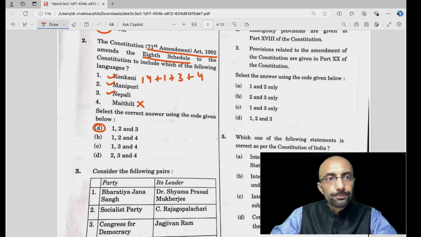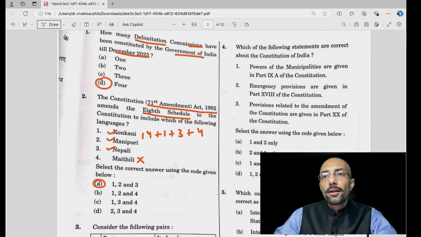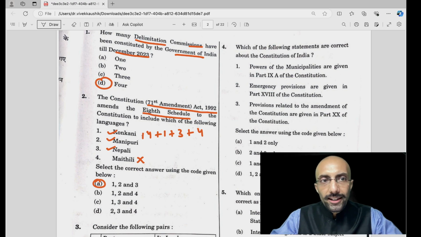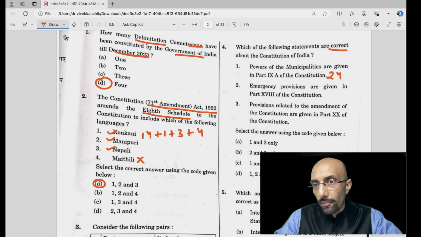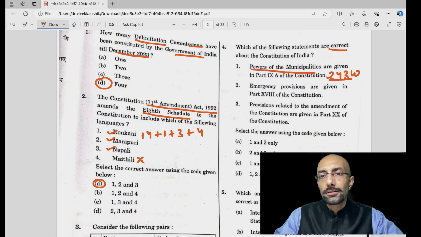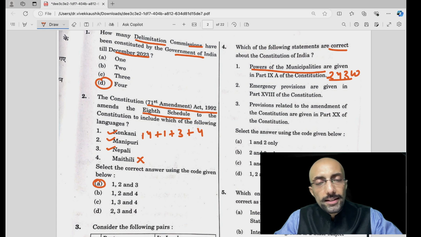Let us look at question number 4. Which of the following statements are correct about the Constitution of India? Powers of municipalities are given in Part 9A of the Constitution. Now Part 9A, yes, it was added by the 74th Amendment 1992. It contains provisions regarding municipalities, but in Article 243W, the powers of municipalities are not mentioned. So the powers of municipalities regarding planning and other functions mentioned in the 12th schedule that are to be delegated to the municipalities by the states, they are not explicitly mentioned in Part 9A. So this statement is wrong.